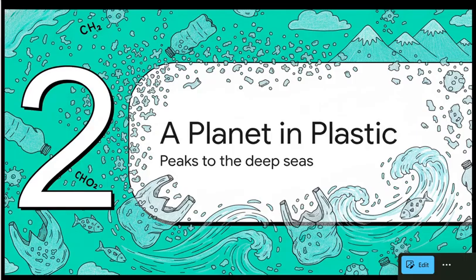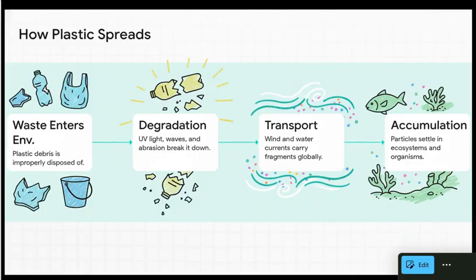Okay, so we know what they are. The next question is a big one. Where are they? And the answer, honestly, is pretty shocking. The journey is simple, but totally relentless. A plastic bag gets loose, right? The sun and the ocean waves just beat on it, breaking it into smaller and smaller fragments. From there, wind and water currents act like a global taxi service, just carrying these tiny pieces everywhere until they finally settle into ecosystems and, yeah, inside living things.